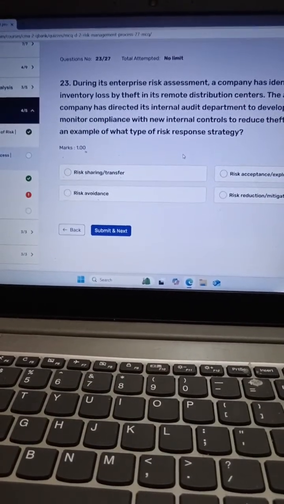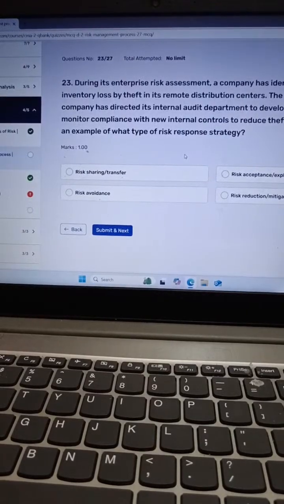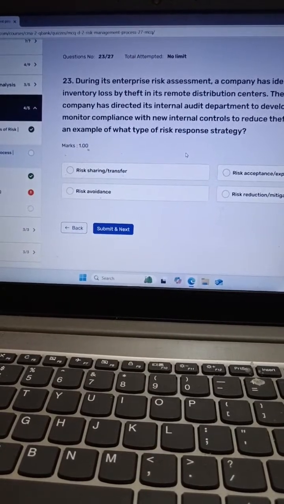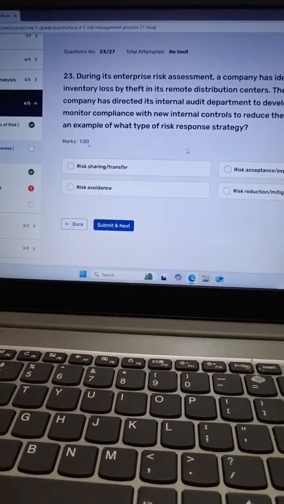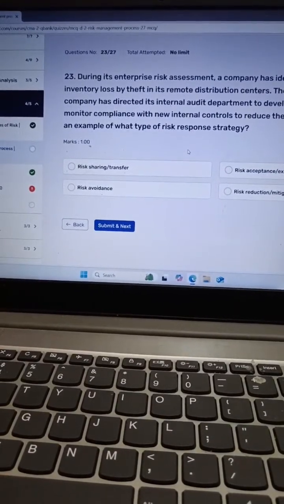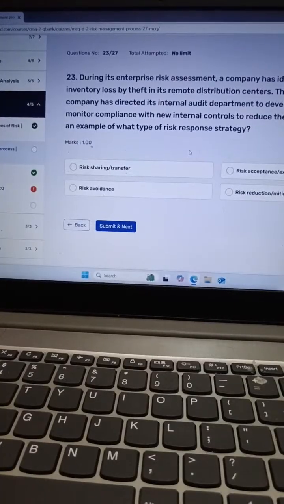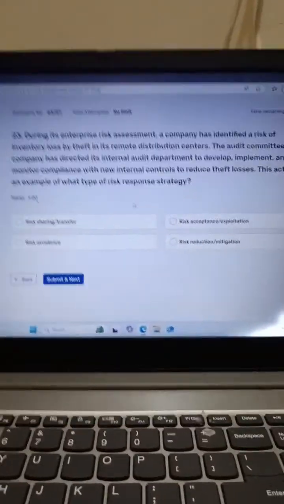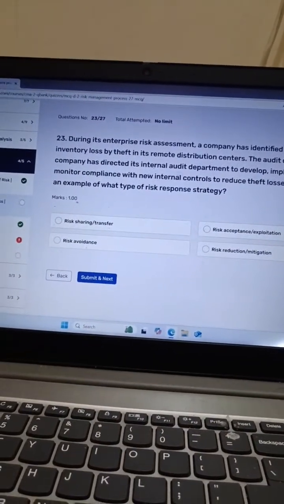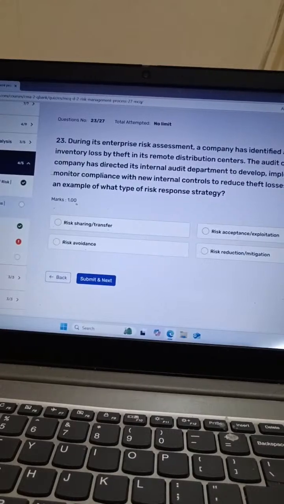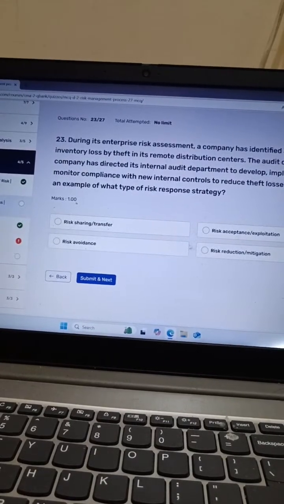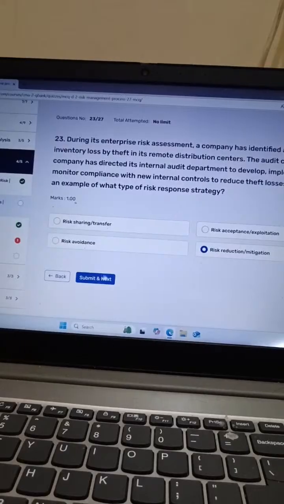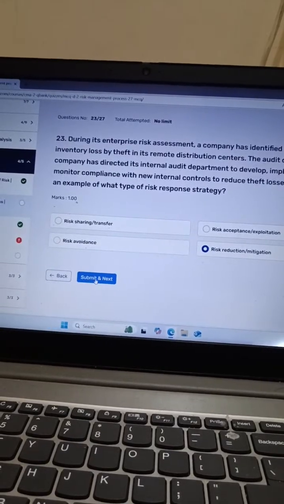Option 2, risk acceptance or exploitation. Acceptance is no. Option C, risk avoidance? No. Risk reduction, mitigation. This is risk reduction. Risk sharing, no. Risk acceptance, no.